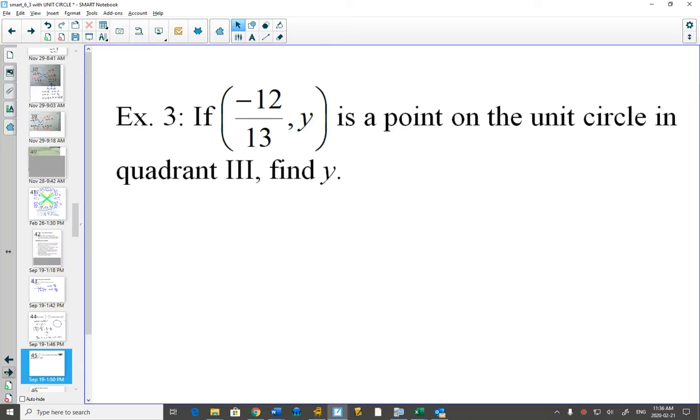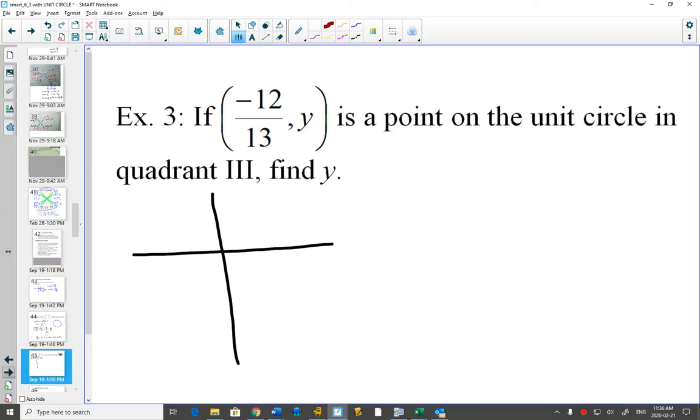If negative 12 over 13 is a point on the unit circle, and it's in quadrant 3, can you find why? I can draw a line in quadrant 3. I can make a triangle with that line in quadrant 3 and label a reference angle. Because I know the x-coordinate, I know that cos is my x-coordinate on the unit circle, so I know that cos of theta is negative 12 over 13.